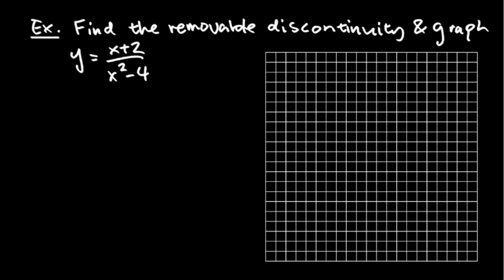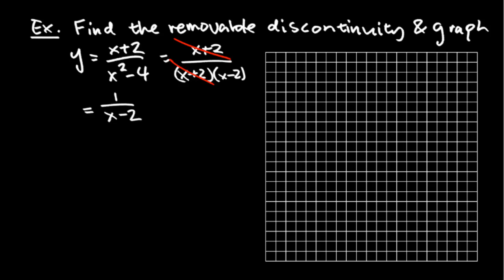So let's factor this thing. We got x plus 2 divided by x plus 2 times x minus 2. And then we see that the x plus 2's can divide out because it is a factor on top and a factor on the bottom. We get 1 over x minus 2. So this is going to be your actual graph.